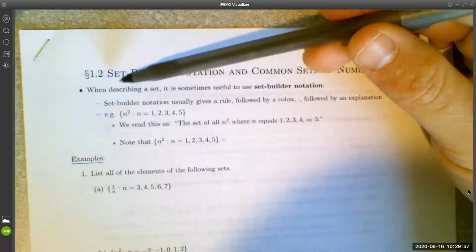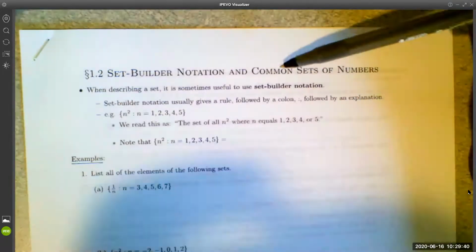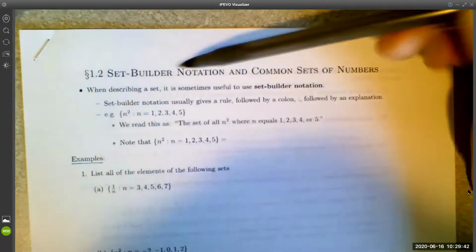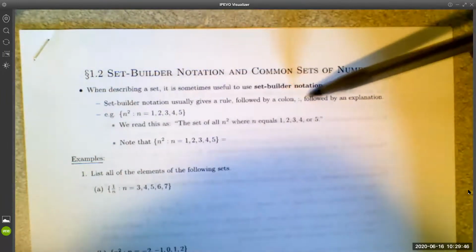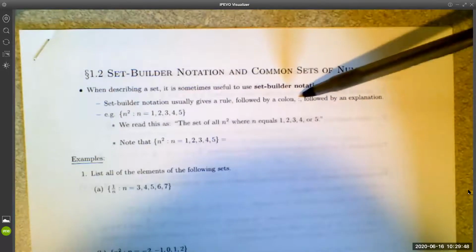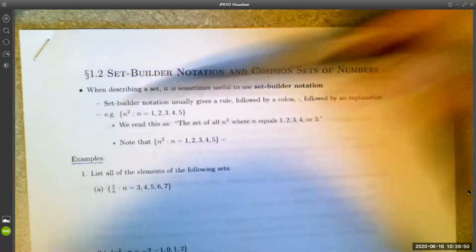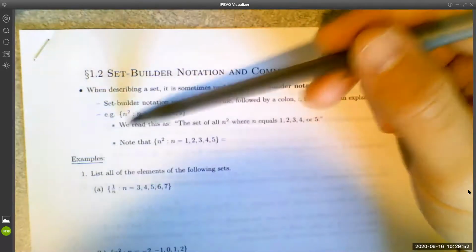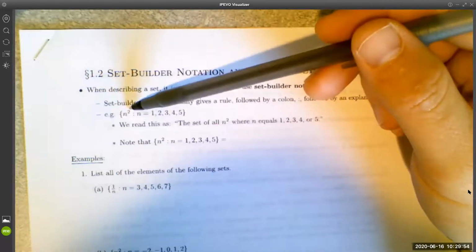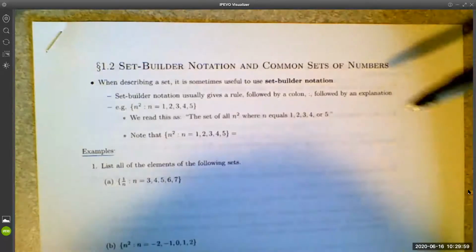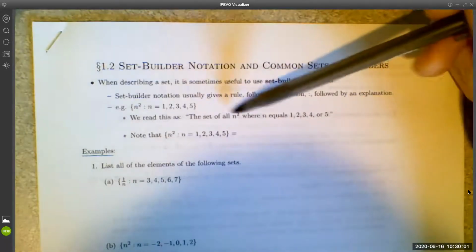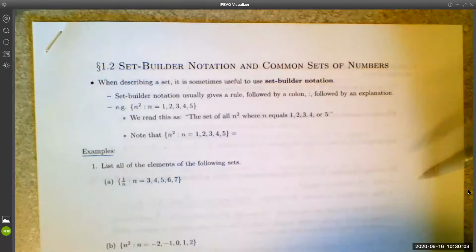Okay. So when describing a set, it's sometimes useful to use set builder notation. Set builder notation usually gives a rule followed by a colon followed by an explanation. We read the colon as "where." So for example, the set of all numbers of the form n squared where n equals 1, 2, 3, 4, or 5. All right, so this is a set of all n squared where n equals 1, 2, 3, 4, 5.